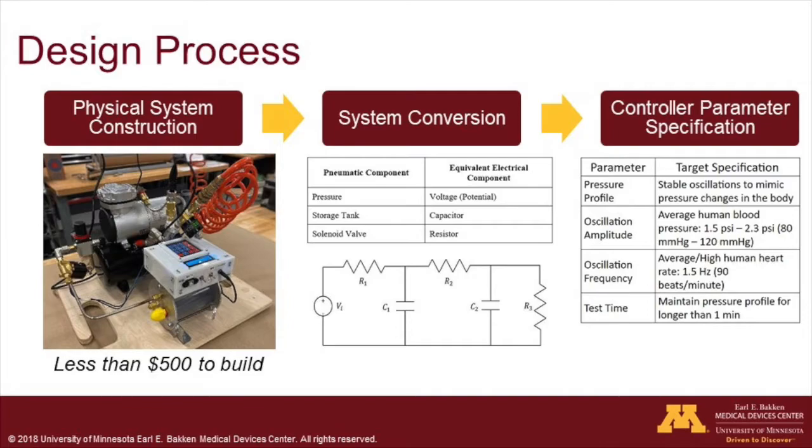From this model, a linear state space realization of the circuit analogy was used as the framework to control the pressure of the system. Third, a set of specifications was developed in order to provide parameters for controller design with the average behavior of a human cardiovascular system in mind. These specifications were used extensively in controller design and refinement.